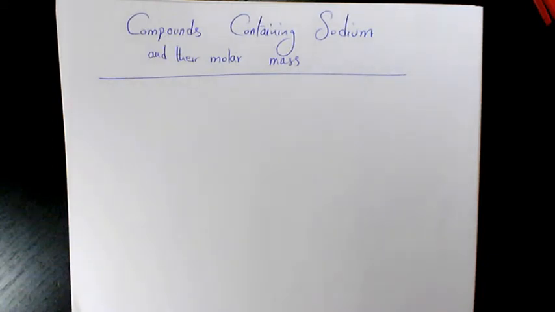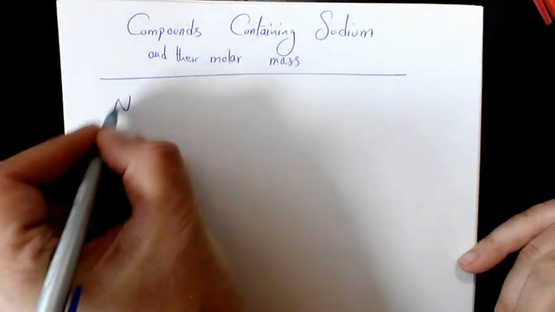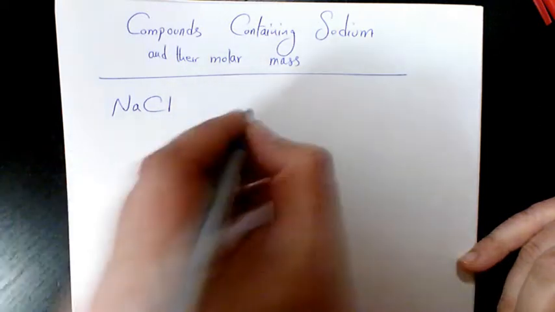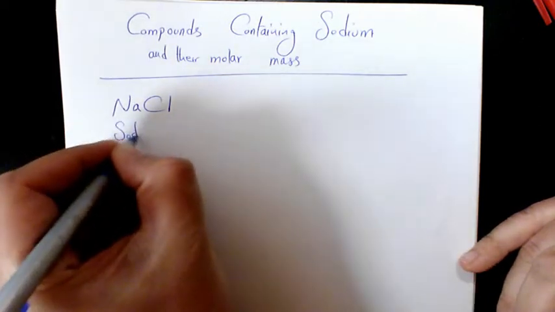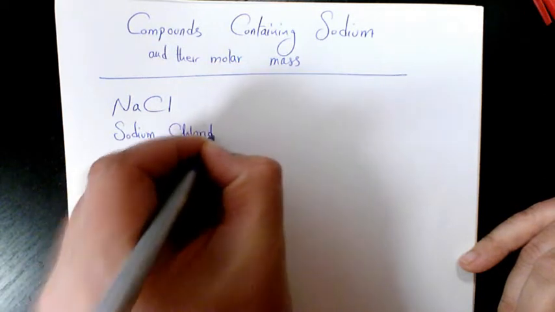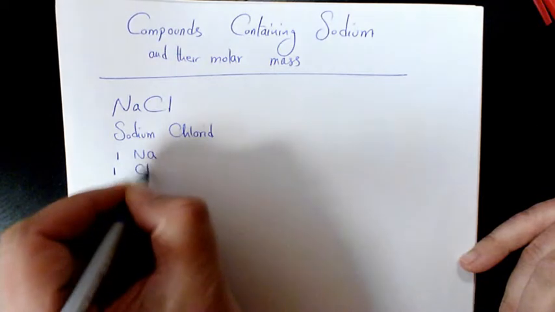Welcome to another video. In this video I want to show you some compounds containing sodium, and I want to show you how to calculate the molar masses. The first compound we have is NaCl, which is called sodium chloride. And we have one Na and one chlorine.